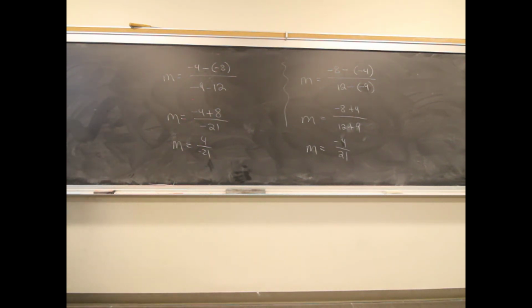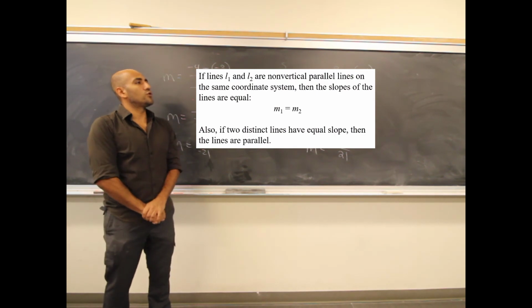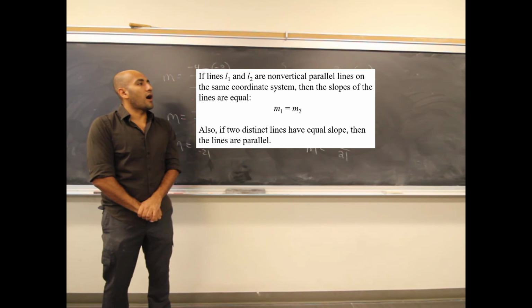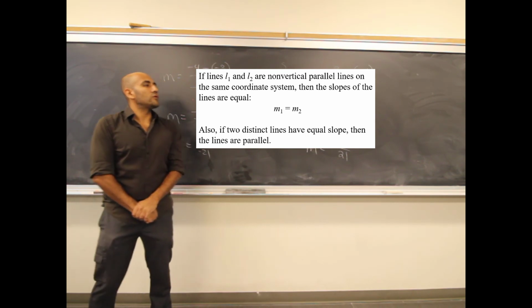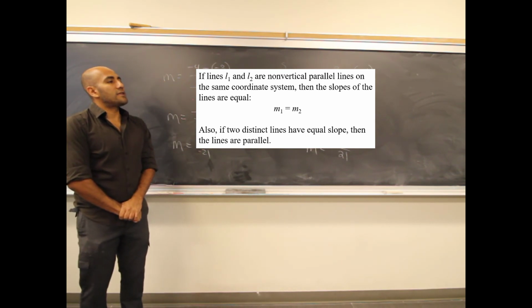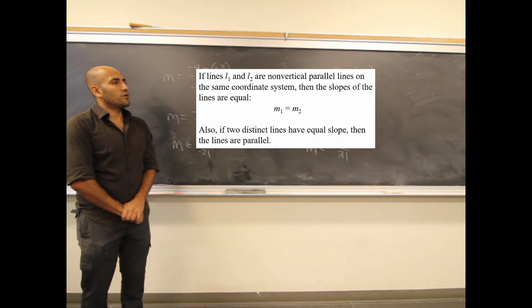Okay, so parallel lines have the same slope. If lines L1 and L2 are non-vertical lines on the same coordinate system, then the slopes of the lines are equal, M1 and M2. Also, if two distinct lines have equal slopes, then the lines are parallel.